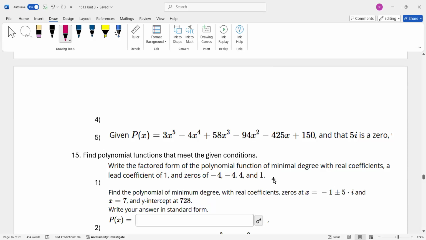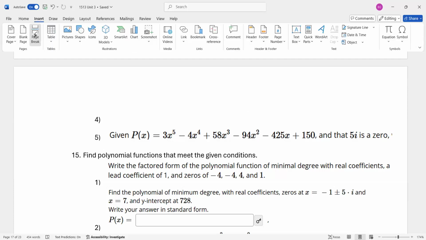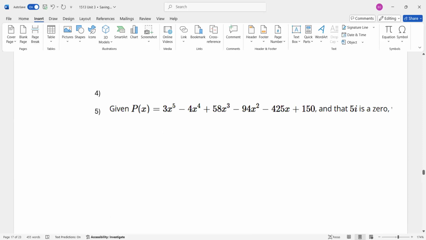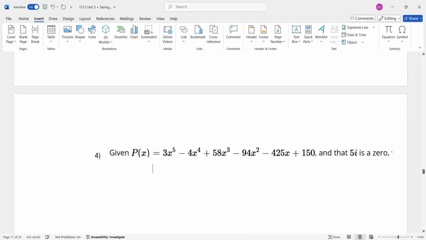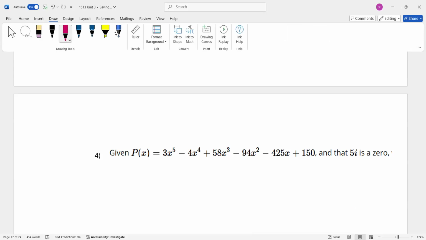Okay, so this one, let's see. Given the polynomial function, and that 5i is a 0. Wow, this one has degree 5. The task is the same: find all the roots in the complex number set. Since this polynomial has degree 5, we need to find all the 5 roots.